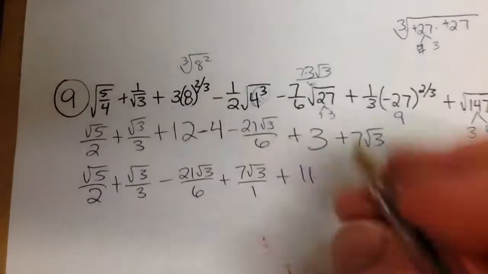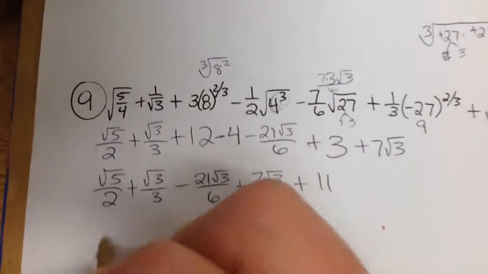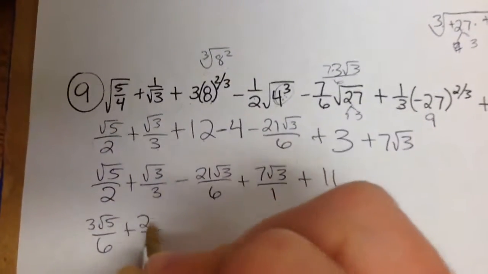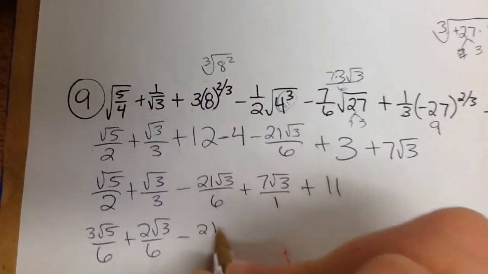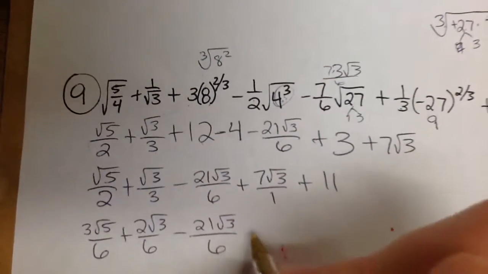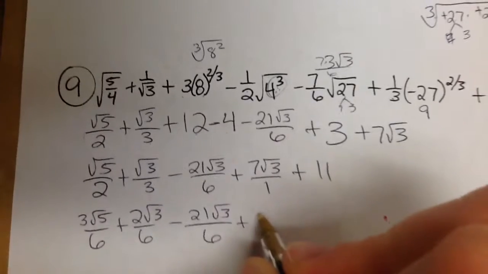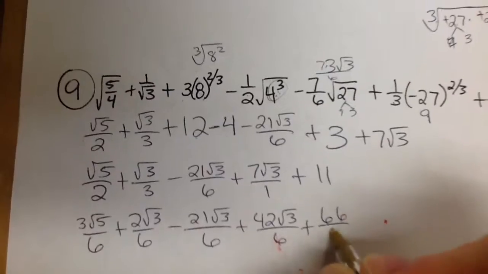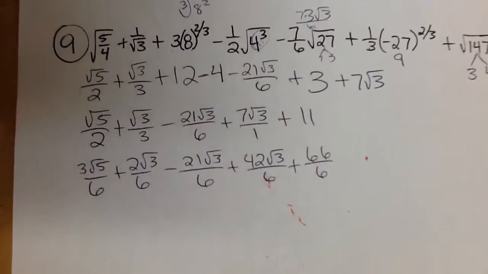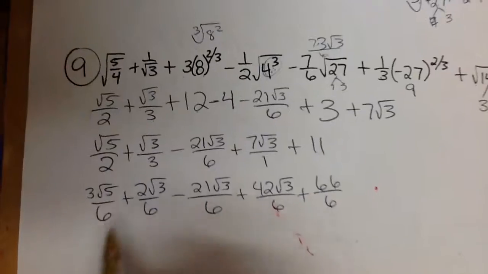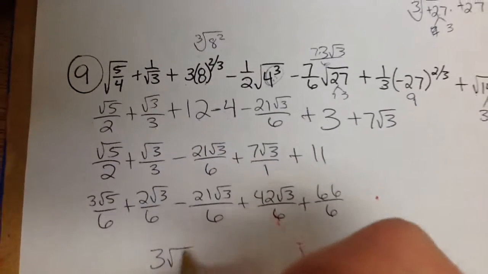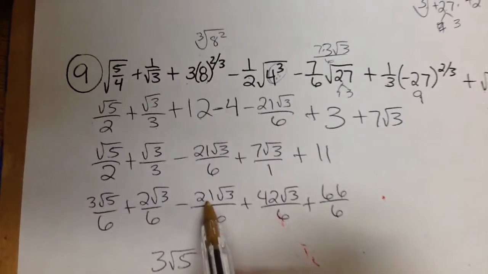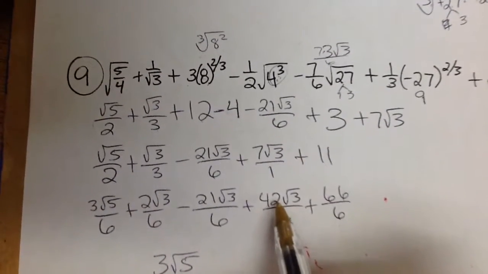Let's see, so common denominator now is 6. So that's times 3. That one is times 2. And that one stays the same. And that one is times 6. And that one is times 6. So now let's add the things we can add. 3 root 5 has no friends. 2 root 3 minus 21 is negative 19. Plus 42 is 23.